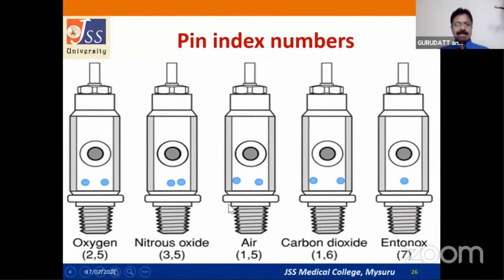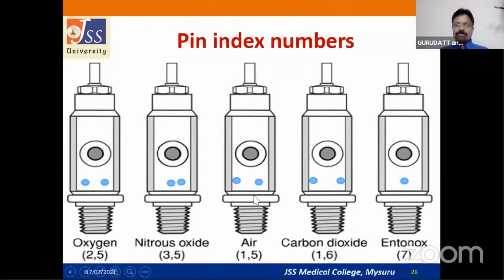Most of the time we have oxygen, nitrous oxide, and air. They are the cylinders which you can usually mount onto the yoke assembly of the machine. As long as you know about these three, it is more than sufficient. Oxygen is 2.5, nitrous oxide is 3.5, and air is 1.5. So the fifth position is common among them. Only the first position is for air, the second position is for oxygen, and the third position is for nitrous oxide. So 1.5, 2.5, 3.5. If you just remember this, it is more than sufficient.